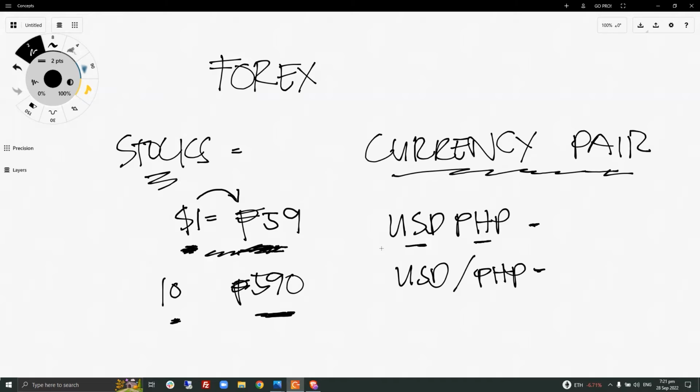So in this case, USDPHP has a current exchange rate of 59. So that's how it goes when it comes to currency pairs. So there's always, again, two currencies paired up together. And then in the result, it has whatever its exchange rate is in the market.